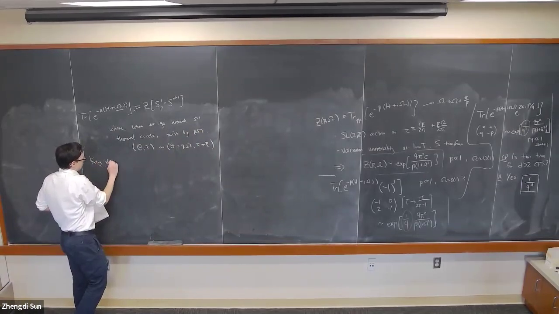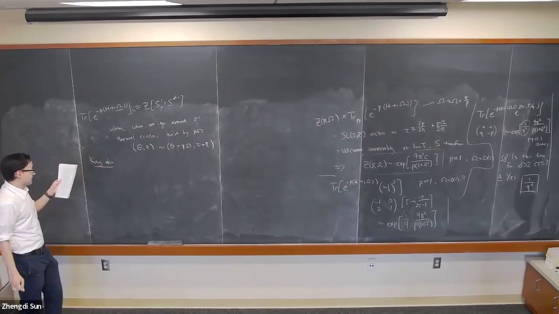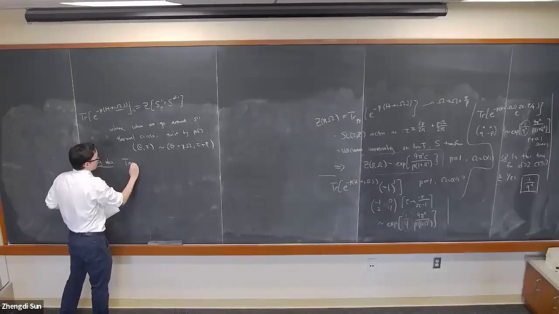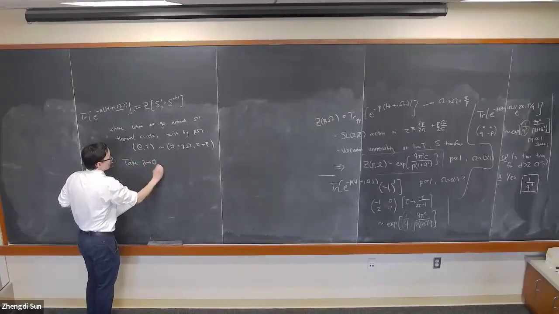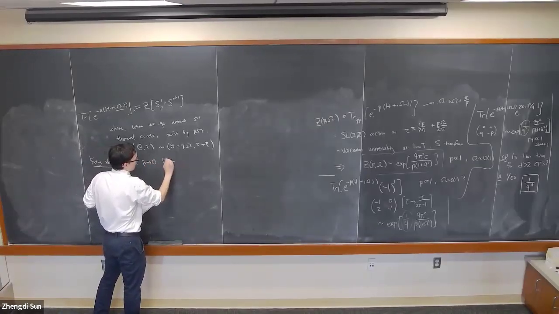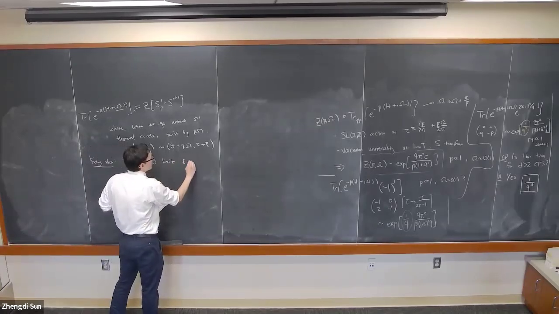And the key idea, or the key assumption we'll be making, is that we're going to take the beta goes to 0 limit of this theory, and we're going to write down an effective theory.